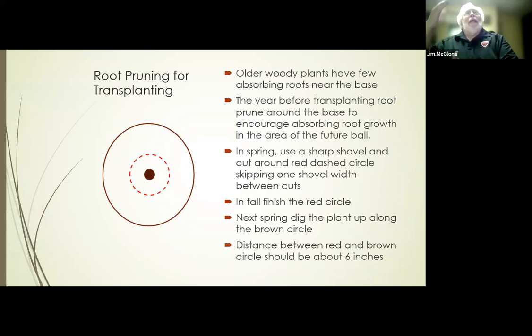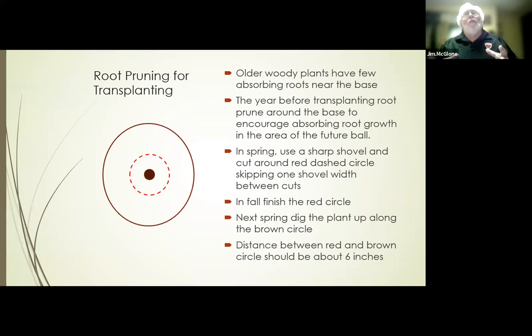skip the width of the blade, and cut again until you go all the way around the circle. And so what that's going to do is cut about half of the roots at that distance from the trunk of the tree. And it's going to then promote sprouting and growth of absorbing roots in closer to the trunk of the tree. You come back in the fall and you finish the circle. So then you cut the other half and you allow those roots to grow over the winter. And then the next spring, after you start this process, you come out and you start digging about 6 inches outside that circle.